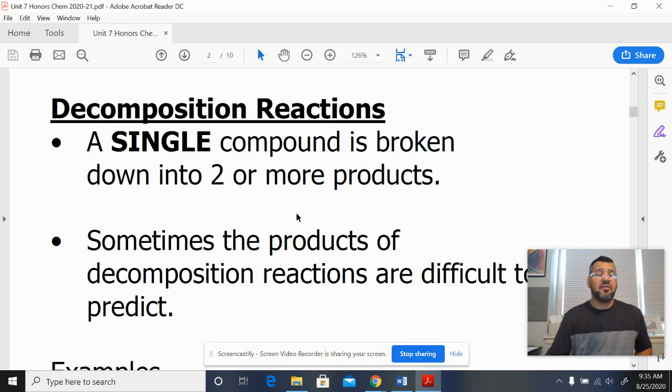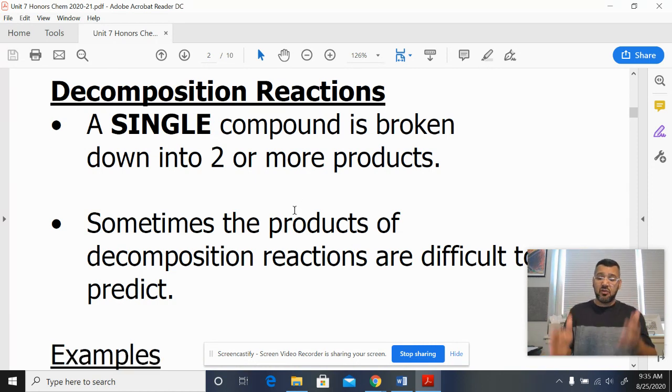The next type of reaction is a decomposition reaction, which is the absolute opposite of combination. Combination is coming together, decomposition is falling apart. You can tell easily that a reaction is a decomposition reaction because you have just one reactant that falls apart into 2, 3, 4, whatever number of products. So for combination, it's one product. For decomposition, it's one reactant.